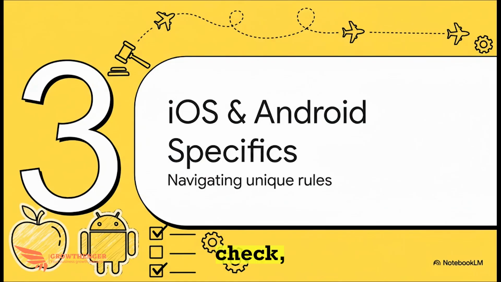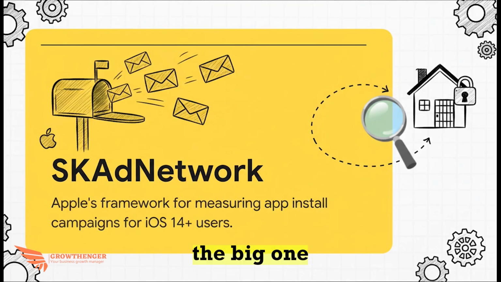Okay, for our next check, we have to acknowledge that we're flying in 2 totally different airspaces, iOS and Android. They each have their own set of rules of the road, and you absolutely have to follow them. So for iOS, the big one you're going to hear about is SKAdNetwork. The best way to think about it is like Apple's very own privacy-focused mailman. It'll confirm that a letter, in this case your app install, was delivered because of your ad campaign, but it does it without ever revealing the user's specific address or their identity.